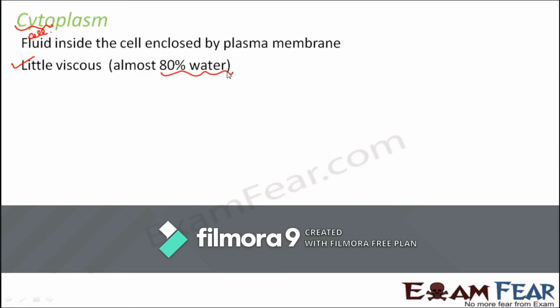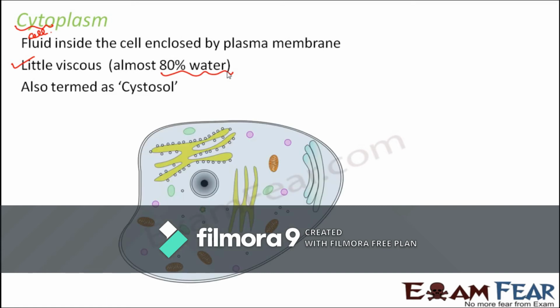So this stickiness is a measure of viscosity. The more sticky the fluid is, the more viscous it is. Similarly, the less sticky the fluid is, the less viscous it is. So honey is very viscous when compared to water. So cytoplasm is less viscous because it has more water. It is also termed as cytosol. That is just another name for cytoplasm, because it is like cyto solution. So that's how it is, cytosol.